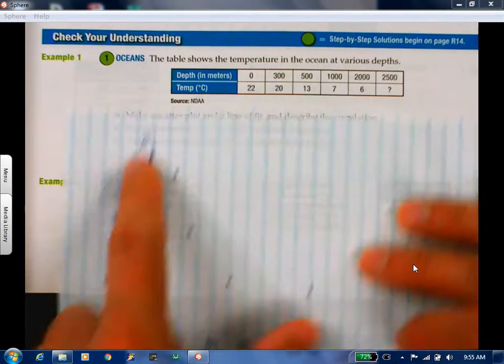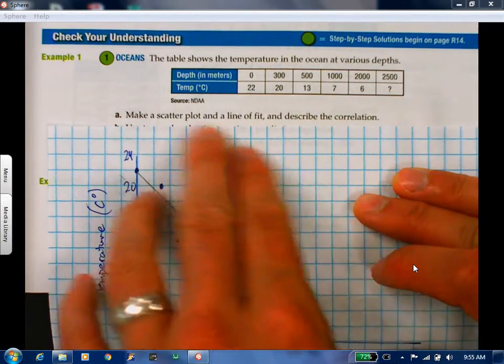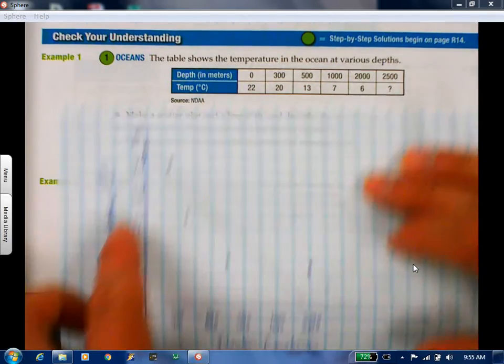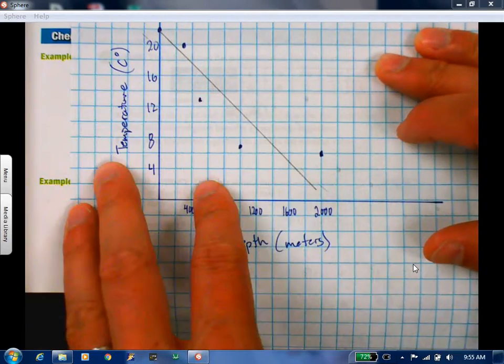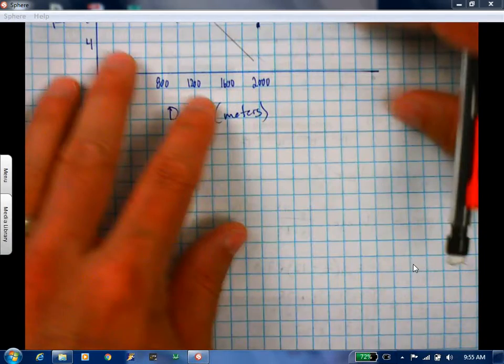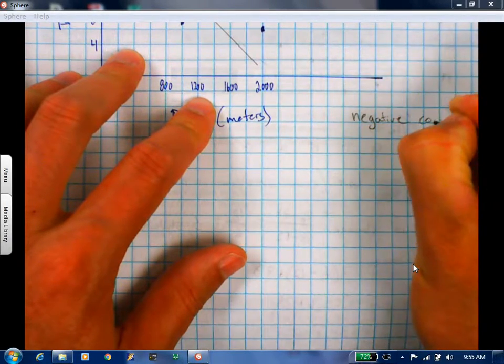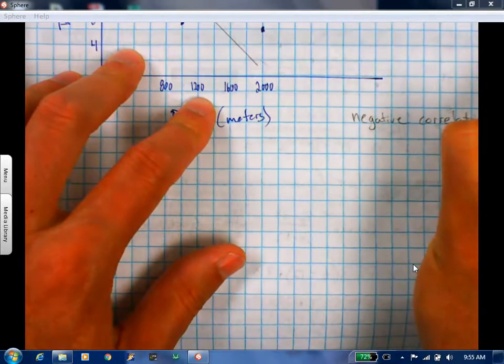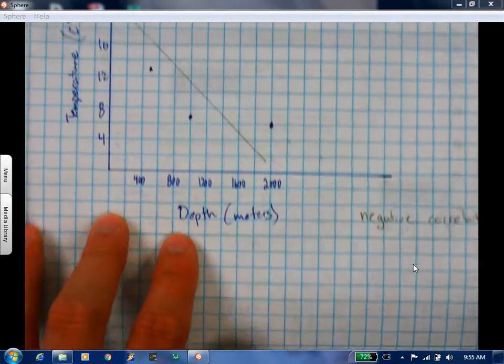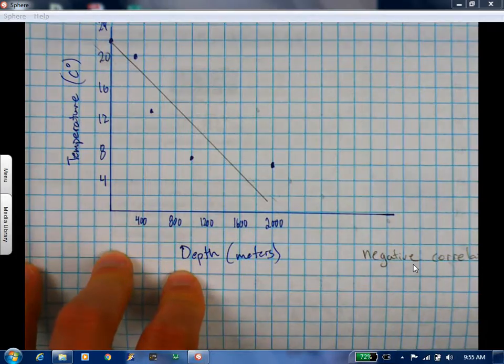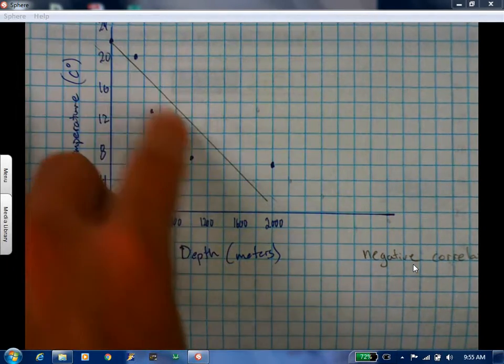Oh, we have to describe the correlation for the line of best fit. So positive or negative. Okay, so we have a negative correlation. If your points are helter-skelter all over the place, you'd have no correlation. Okay, this one you have a line of best fit, so there is a correlation.